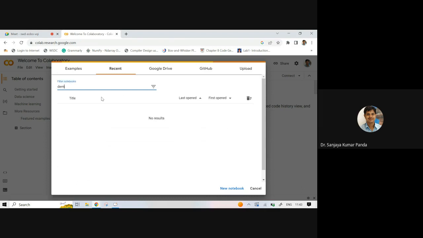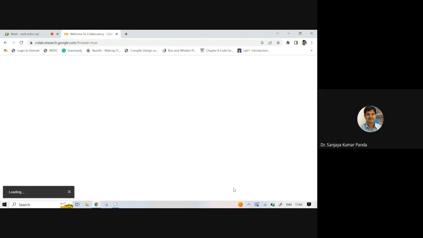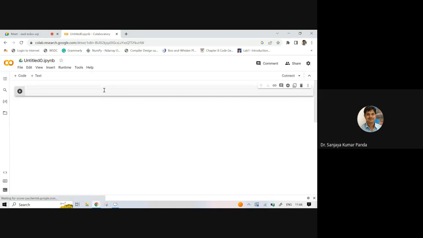Suppose I want to create a new one. Let it be a new notebook, and the name of the new notebook is demo. Okay. So all of you go to Google Colab and simply create a simple document which will help you to write the code, or if you have any Python IDE, you can directly use that Python IDE.